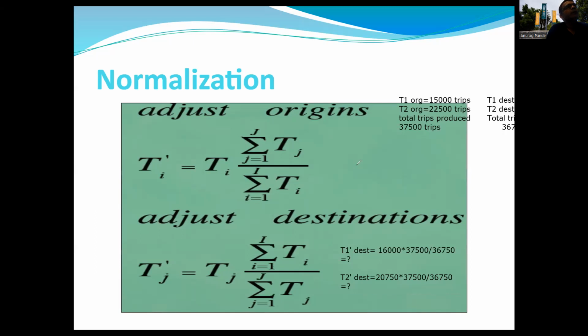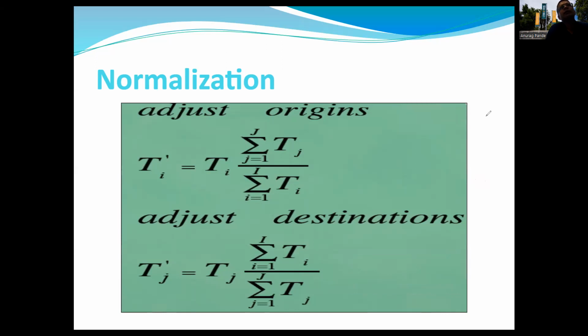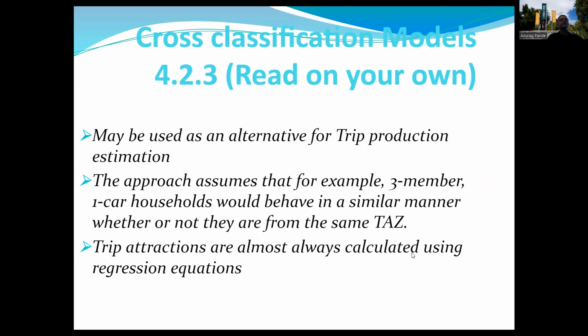Okay. Actually, there is another way of doing trip generation, which is called the cross classification model. I want you to read on your own. It can be used as an alternative for trip projection estimation. The approach assumes that, if you have a 3-member, 1-car household, you have an average number of trips that you're going to produce. So we assume that all certain types of household will behave in a certain manner, whether or not they're from the same TAZs.